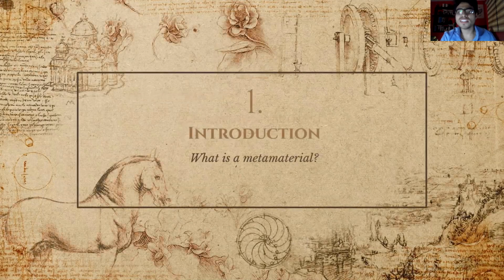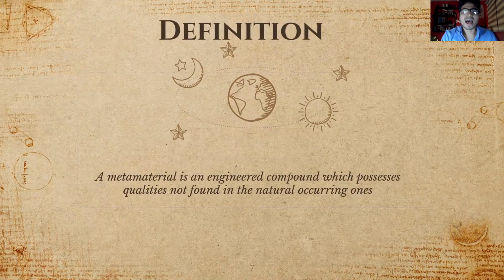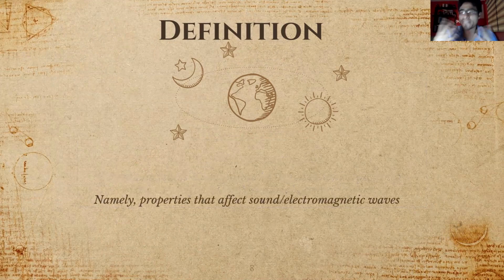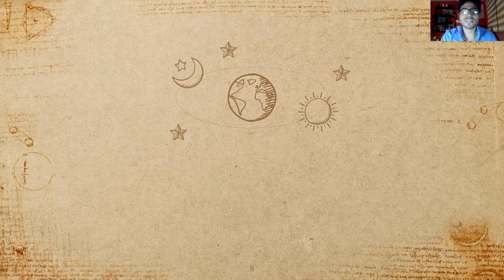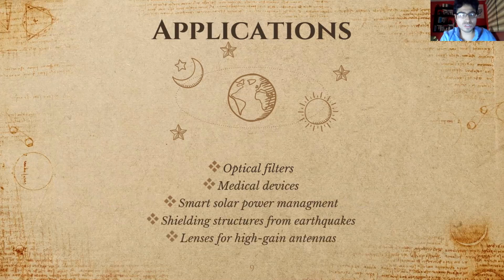Well, first of all, what is a metamaterial? A metamaterial is, as the name says, an engineered compound with some convenient qualities that don't occur in the natural ones. Namely, they affect the sound and electromagnetic waves that happen to travel throughout them. Some of their applications are the construction of optical filters, medical devices. As you can see, they are useful in phenomena including waves in general.